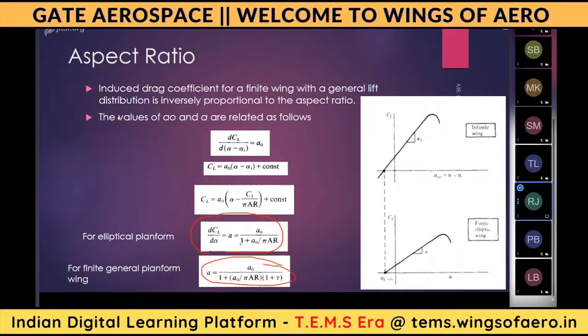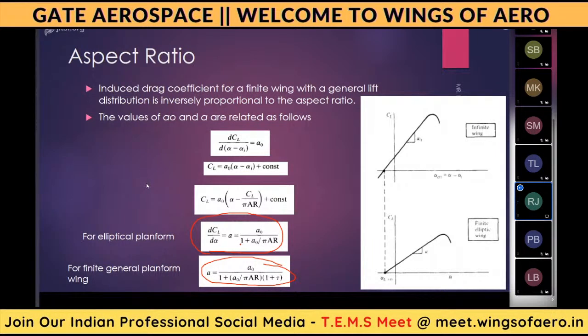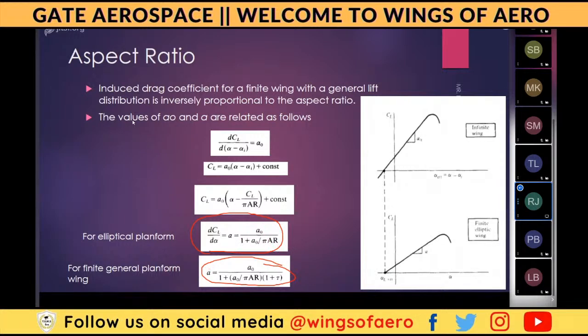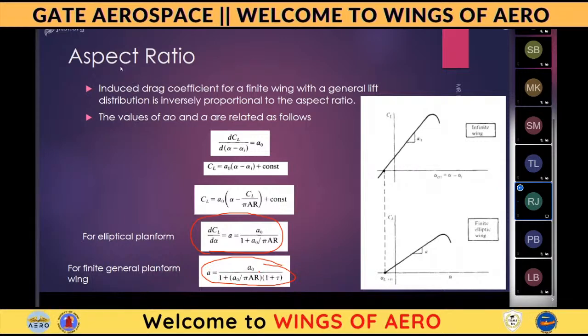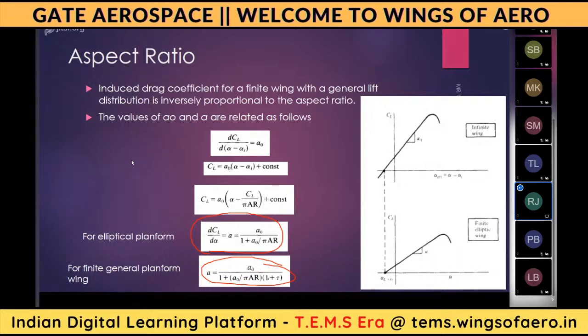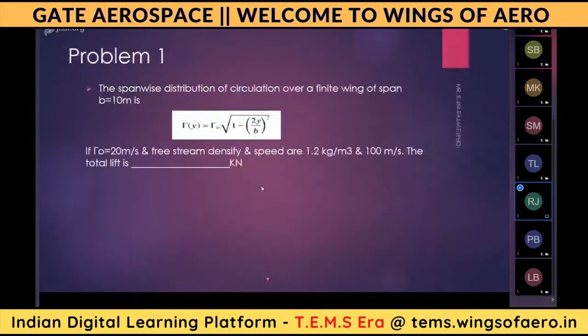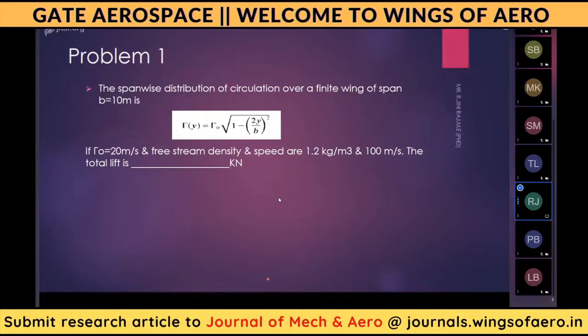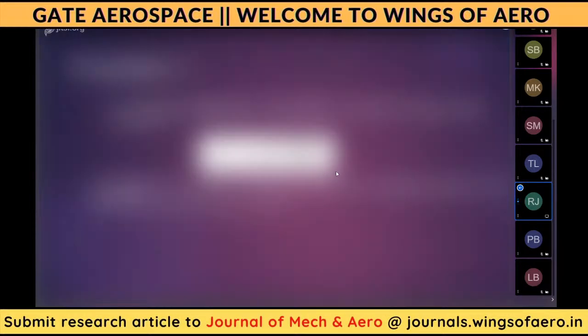So for an elliptical planform, the lift curve slope dCL by d alpha, that is a, is equal to a naught divided by (1 plus a naught divided by pi into AR). And for a finite general planform wing, a equal to a naught divided by (1 plus (a naught divided by pi AR) into (1 plus tau)). So that is for aspect ratios, and we will be seeing some problems now.